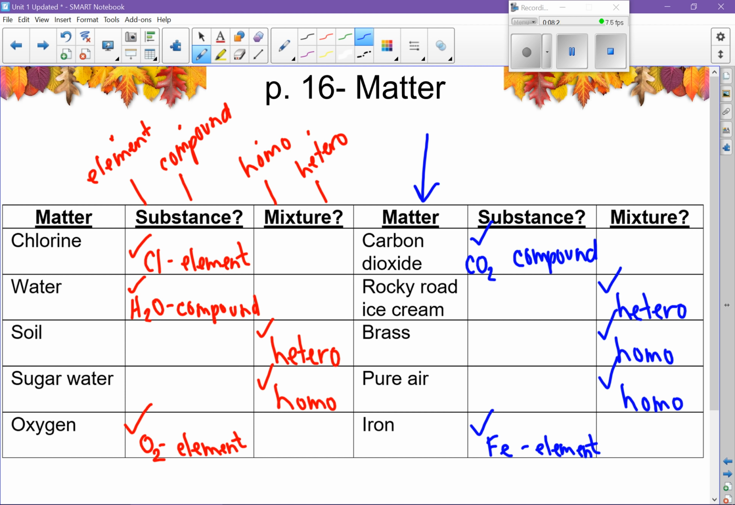Alright, now you have a whole other page of practice. You can ask me questions on this, or you can ask me questions on the next page. Good luck!